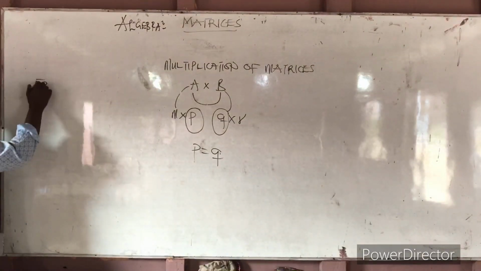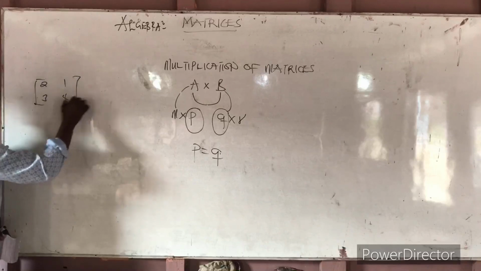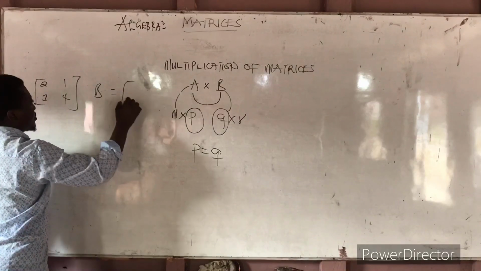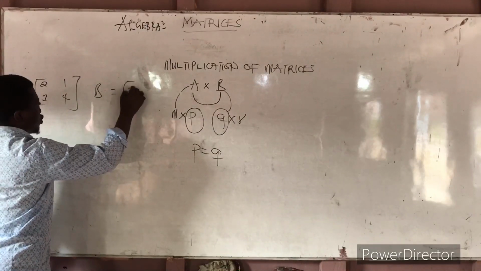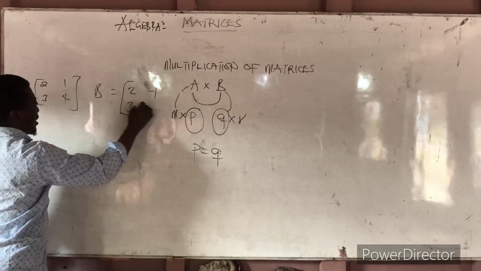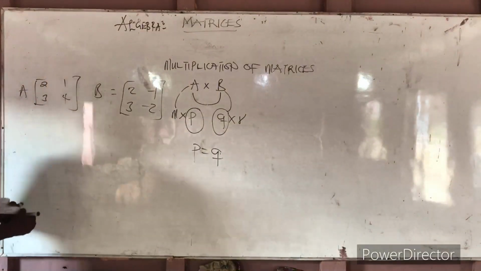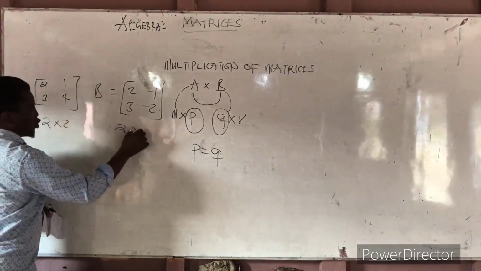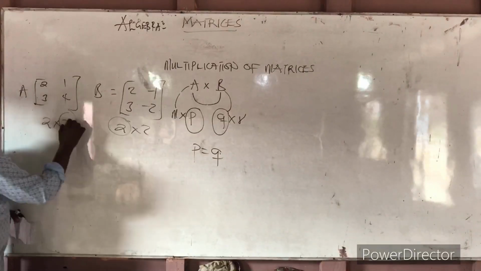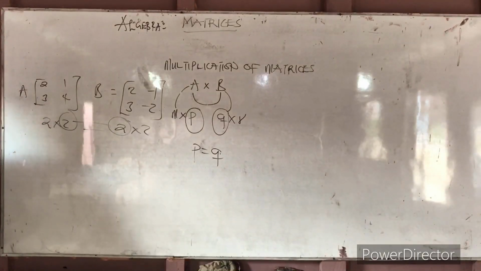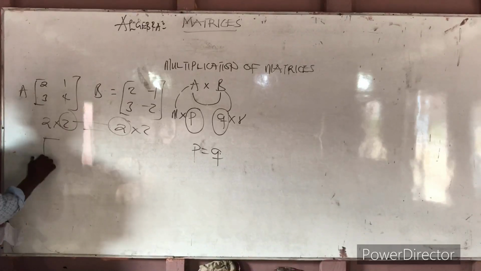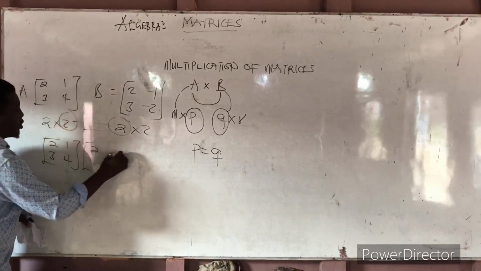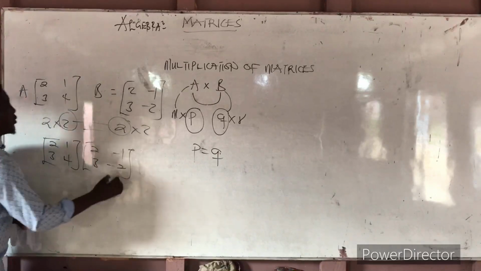If you have A as 2, 1, 3, 4, and you have B as 2, -1, 3, -2. An example like this is 2 by 2, and this is also 2 by 2. So you can see these two are the same, and you can easily multiply these two matrices. So you have 2, 1, 3, 4 multiplying 2, -1, 3, -2.